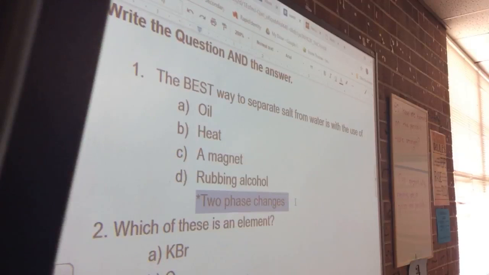This right here was a hint to help you answer number 1. The best way to separate salt from water is with the use of what? This is if I have a salt water solution. How do I separate the salt from the water? You got it? B, heat.